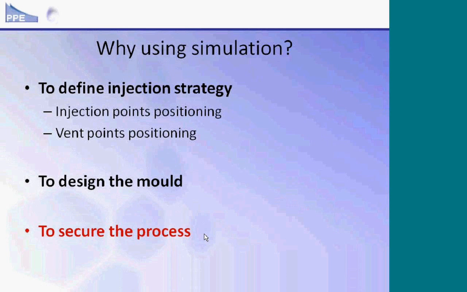As I explained, we use the simulation to define the strategy, to design the mold, but we also use the simulation to secure the process. This is a very important point because parts are getting more and more complicated, and the materials are very expensive. I'm thinking, for example, of aeronautic parts, and that's why it's very important to secure the process step by step to avoid wasting material, time, and so on.